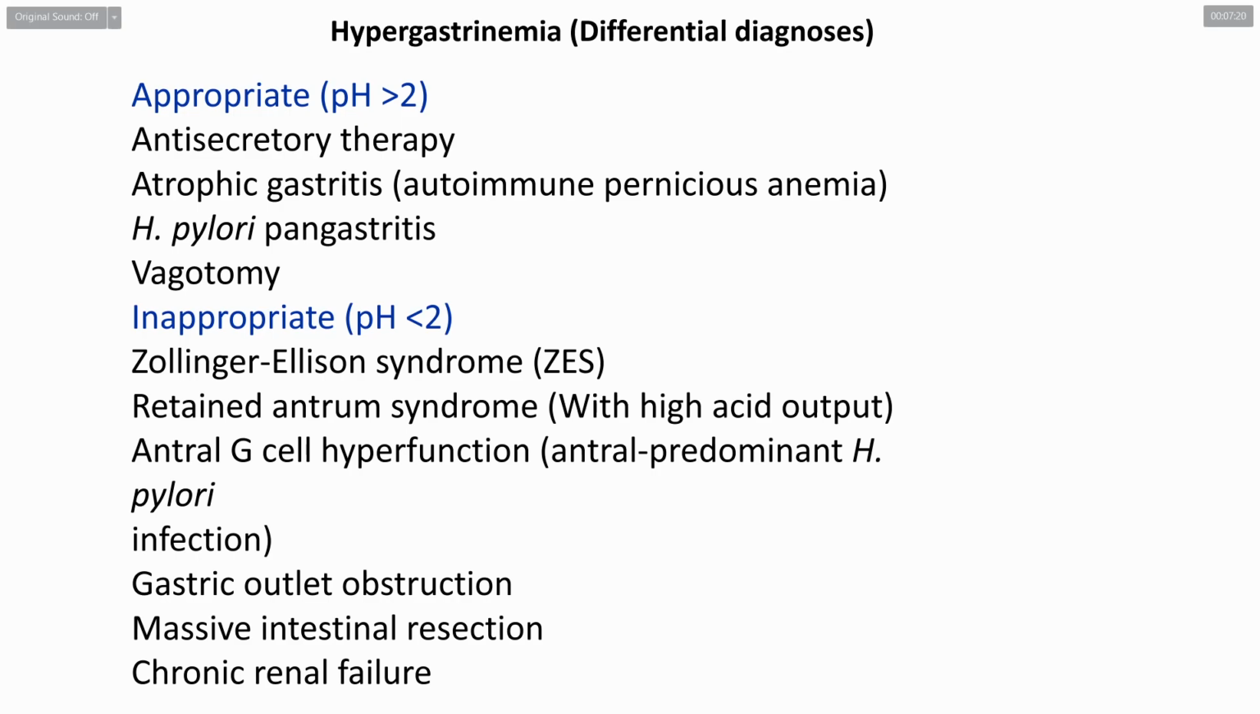Raised, okay. Same thing here. When you have a PPI, you're suppressing the acid secretion, and your gastrin will rise significantly. This is appropriate. This is physiological. Right?